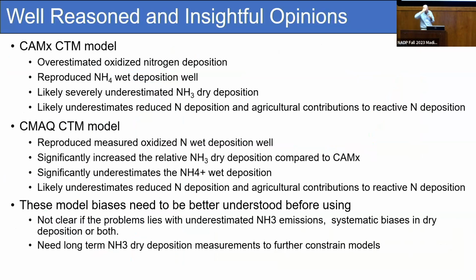So in summary, we've got this CAMX model where we can reproduce the ambient concentration, suggesting the ambient emissions could be good. On the other hand, the dry deposition is very low. If we use CMAQ, our dry deposition increases considerably, but now we significantly underestimate our ambient concentrations and wet deposition, indicating the emissions are too low. So from our analysis, we don't have a good sense. I don't have a definitive way of saying what's right, what's wrong, and what needs to be done.